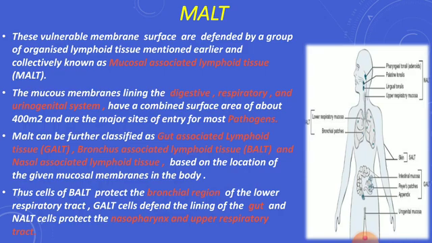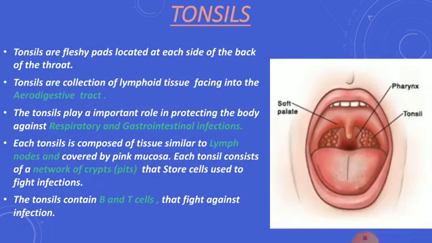MALT can be further classified as gut associated lymphoid tissue, bronchus associated lymphoid tissue, and nasal associated lymphoid tissue. Cells of BALT protect the bronchial region of the lower respiratory tract. GALT cells defend the lining of the gut, and NALT cells protect the nasopharynx and upper respiratory tract.